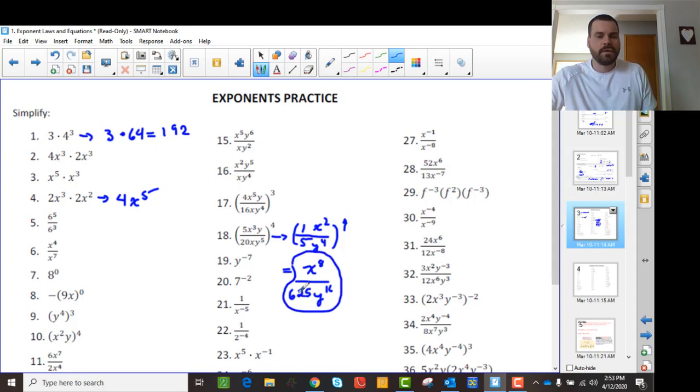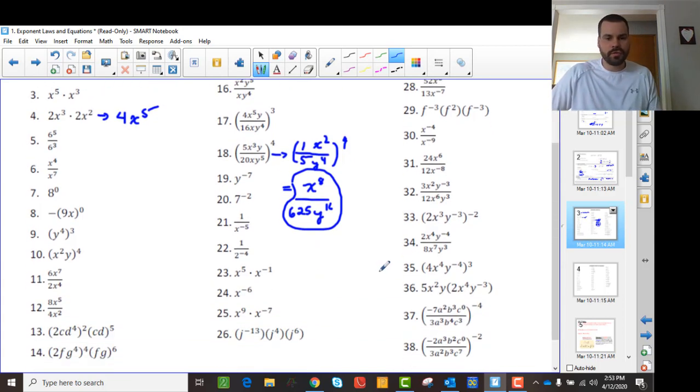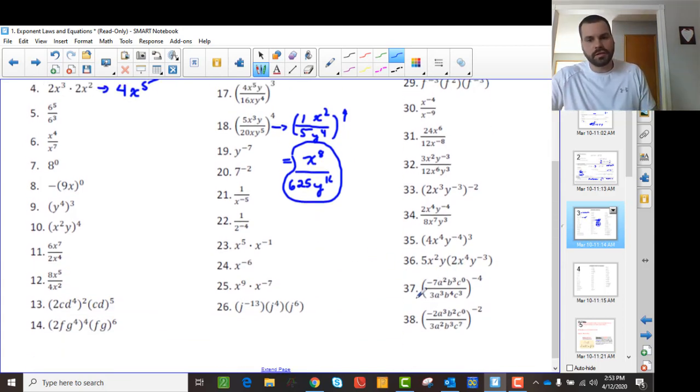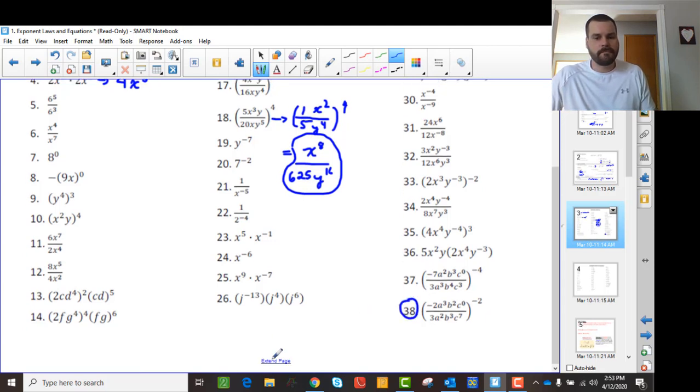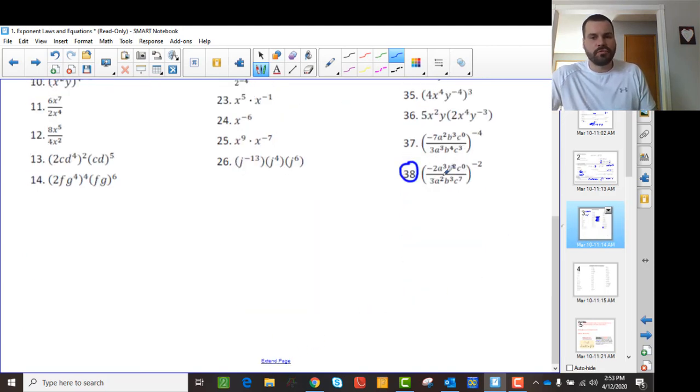Okay. If we look over here at some of the more interesting ones, let's look at this one right here, number 38. What I'm going to do first, I see I have a c to the 0, that's 1, so I'm just going to get rid of that completely. And it's a minus 2, so the very first thing I'm going to do is actually flip this fraction, and make it squared. Then I'm going to try to reduce as much as I can.